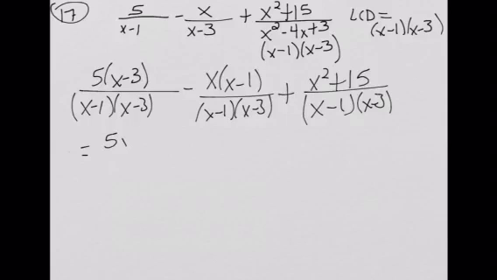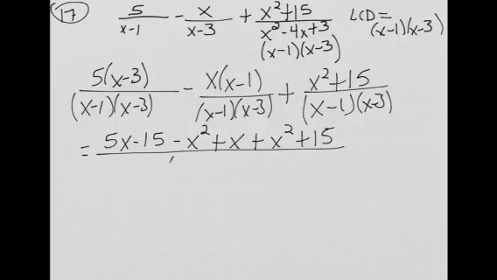So it gives me 5x minus 15 minus x squared plus x squared plus 15 all over the common denominator of x minus 1, x minus 3.